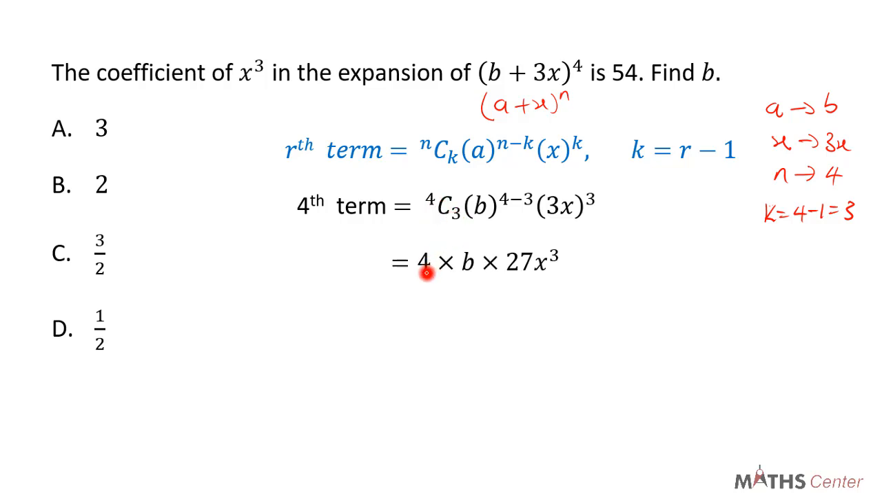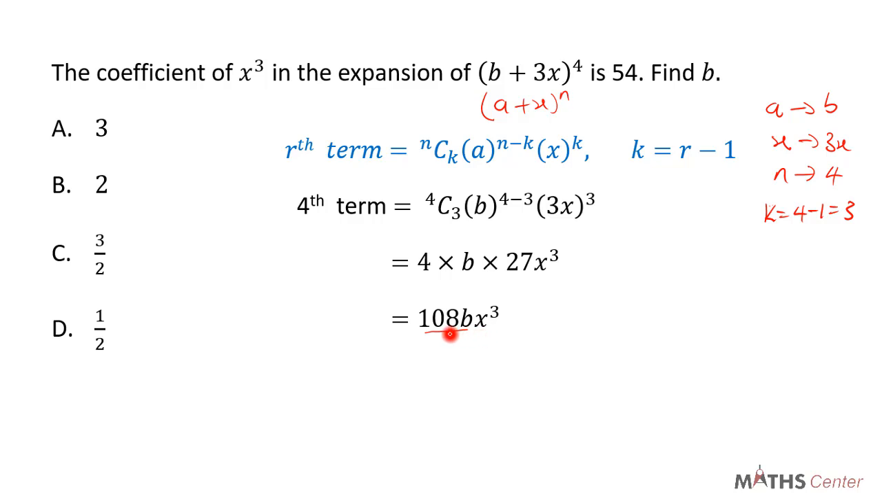4 combination 3 is 4. 4 minus 3 is 1, so we are going to have b exponent 1, which is the same as b. Then 3x cubed will give us 27x cubed. 4 times b times 27x cubed will give us 108bx cubed. The question says that in the expansion of (b + 3x)^4, the coefficient of the term that has x exponent 3 is 54. When we found the term that has x exponent 3, we had 108b x exponent 3.